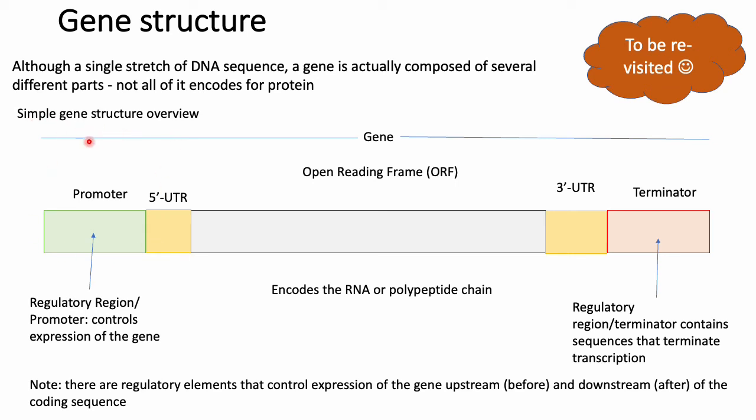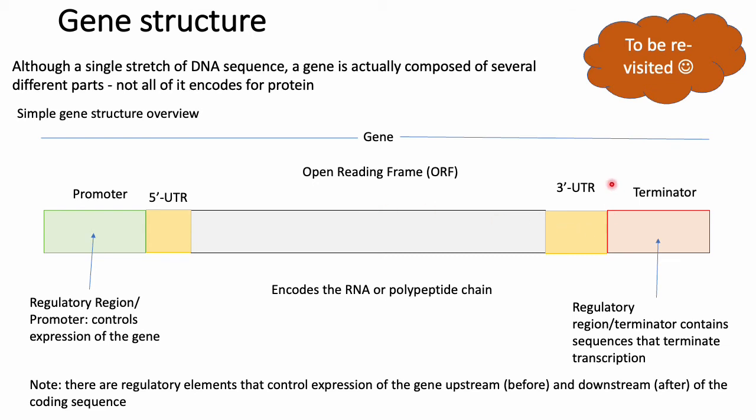We've discussed the promoter sequence. This is normally the regulatory region, so the promoter controls gene expression, and transcription factors will bind to the promoter sequence. We also have an untranslated region at the 5' end, which, as the name suggests, is not translated into the protein. Then we have the ORF sequence, or the open reading frame. This normally encodes the RNA or the polypeptide chain.